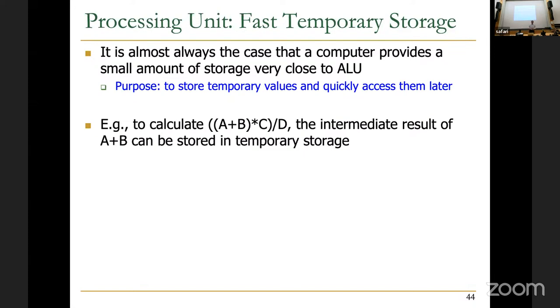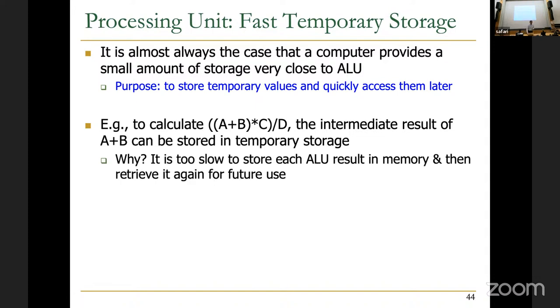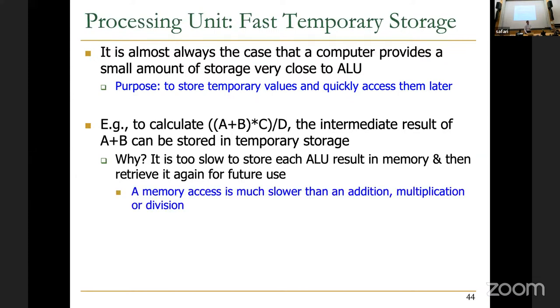So let me give you the motivation. For example, you want to calculate this relatively complicated expression, A plus B multiplied by C divided by D. The intermediate result of A plus B can be stored in temporary storage in a register. Why? Because it's too slow to store each result, let's say you did A plus B using an add instruction. Where do you store the result so that you can multiply it by C? One option is to store it into memory, main memory. But we already discussed that memory is too slow, right? So memory access is much slower than addition, multiplication, or division.